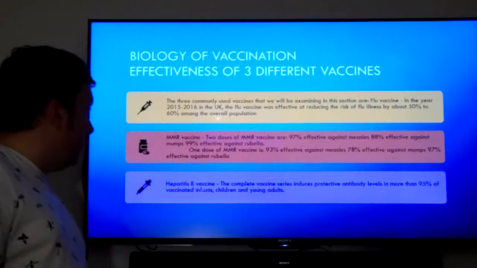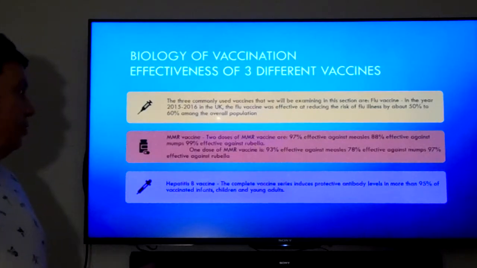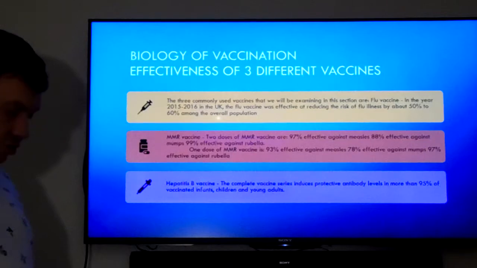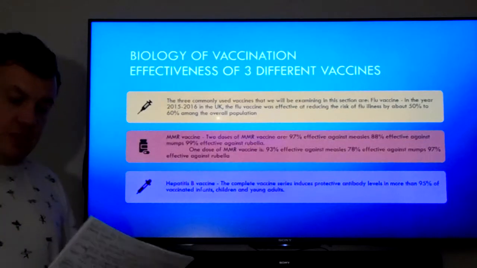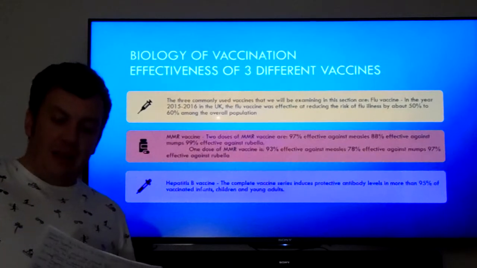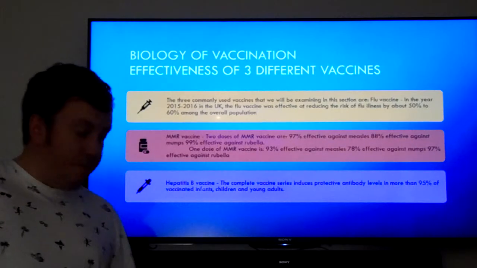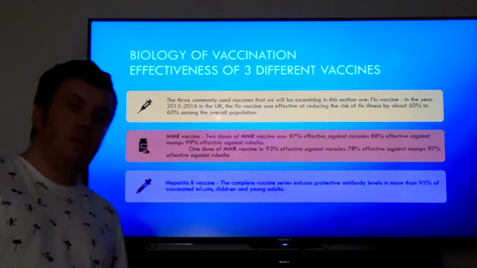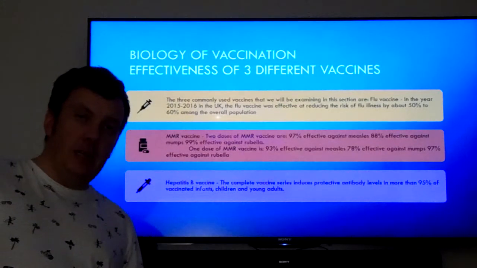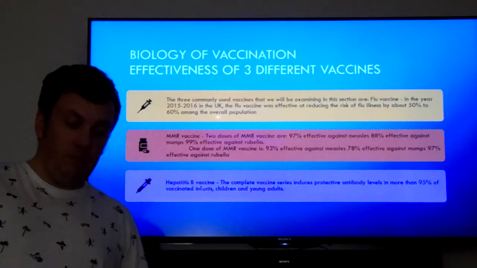And hepatitis B, the complete vaccine series induces protective antibody levels in more than 95% of vaccinated infants, children and young adults. It's been available since 1982, and it has been 95% effective at preventing infection and developing further chronic disease. There have been more than 1 billion doses of the hepatitis B vaccine issued since 1982, which I think speaks for itself.